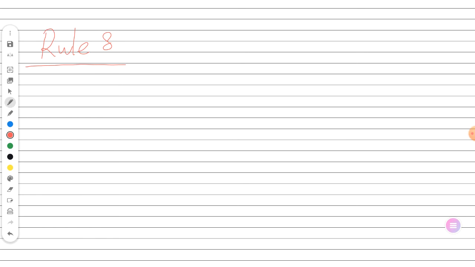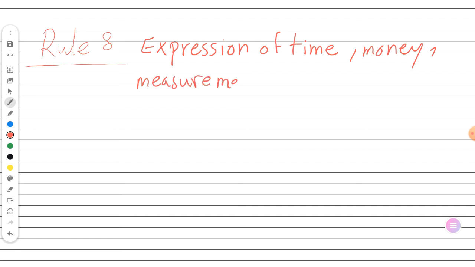In rule 8, he said expressions of time, or money, or measurement, and weight, are usually singular when the amount is considered one unit.